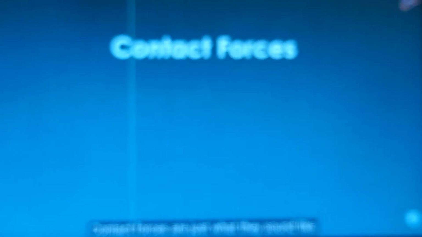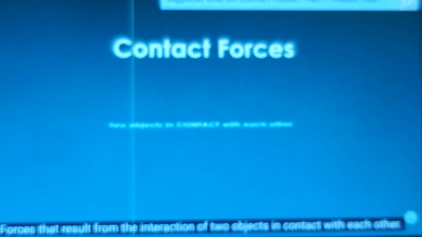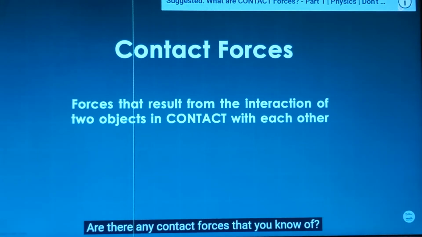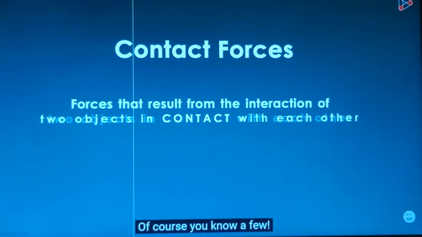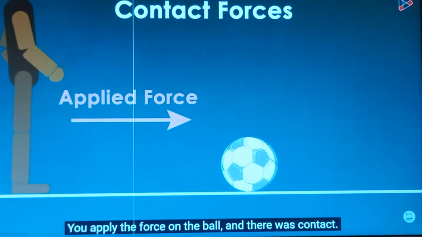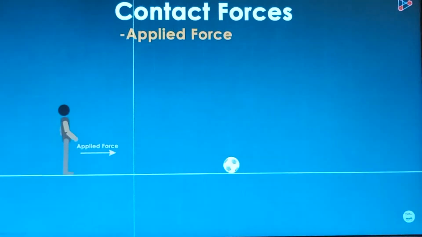Contact forces are just what they sound like: forces that result from the interaction of two objects in contact with each other. Are there any contact forces you know of? Of course you know a few. What happens when you softly kick the ball which is lying on the ground? You applied a force on the ball and there was contact. Applied force is one of the contact forces.